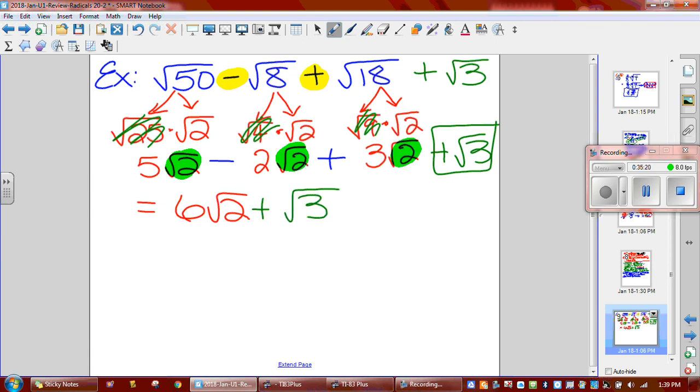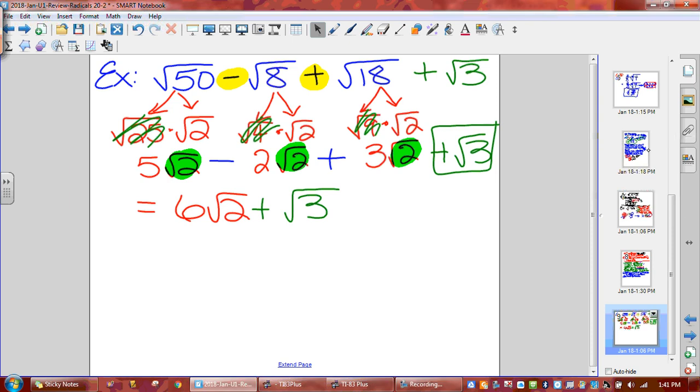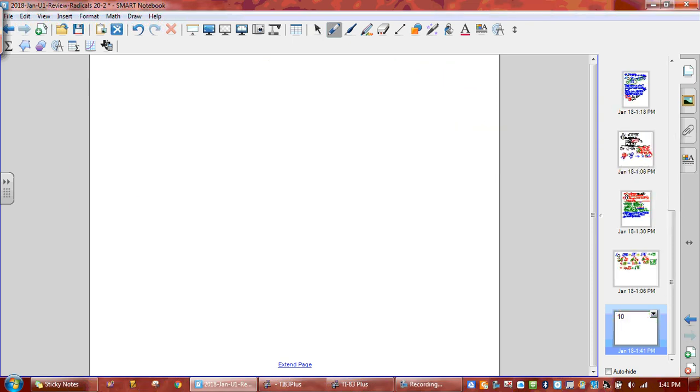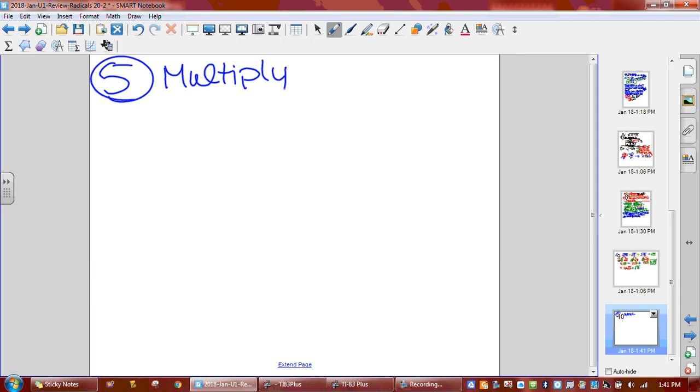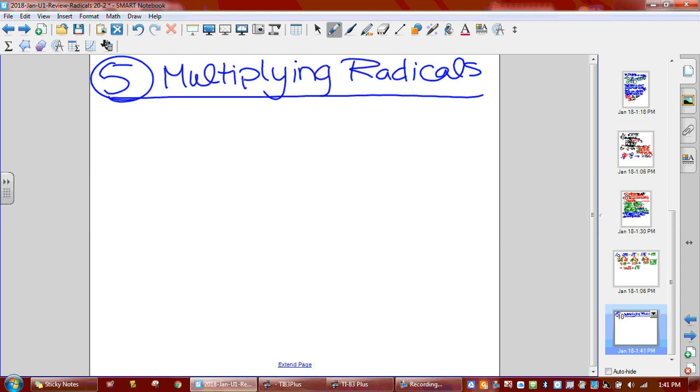Okay, now we're going to multiplying and dividing. Multiplying radicals. These ones are super easy, I believe. We have to have one condition. One condition, in order to multiply, you have to have the same index.